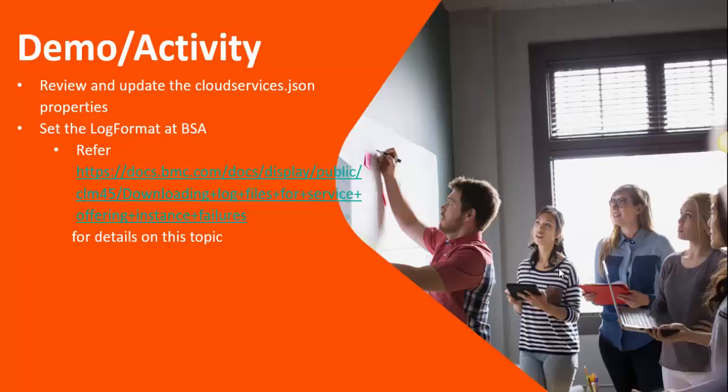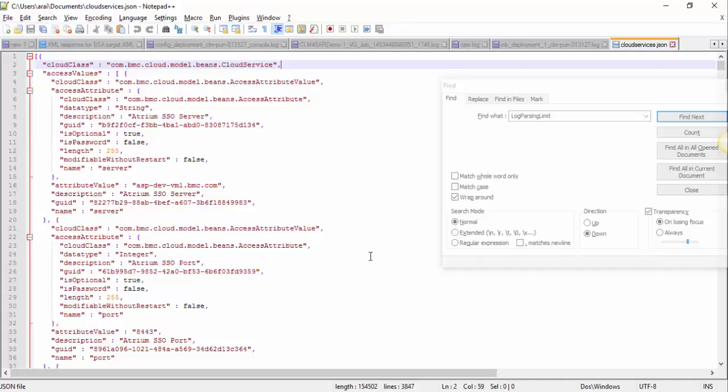During the demo, we will review and update the cloud services.json properties. We will also set the log format at the BSA side. This step is required at the BSA side so that transaction IDs get captured into the BSA logs for the BSA jobs. Let's open the cloud services.json file and review the properties. So I have got the cloud services.json file open at my end.